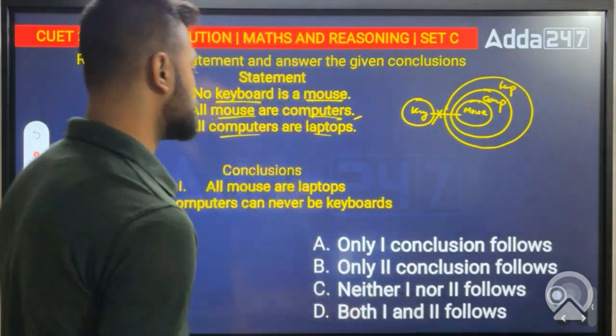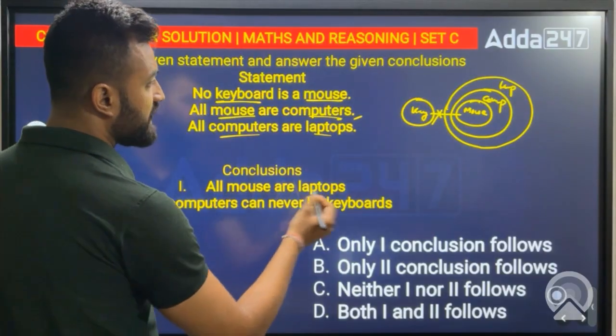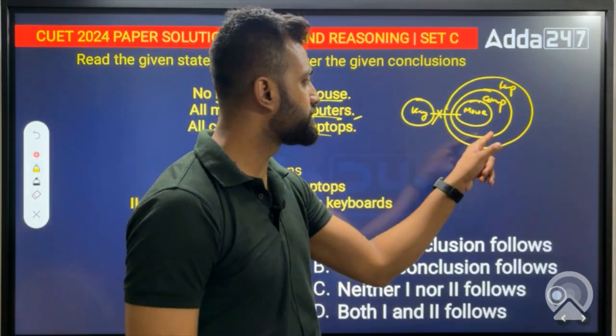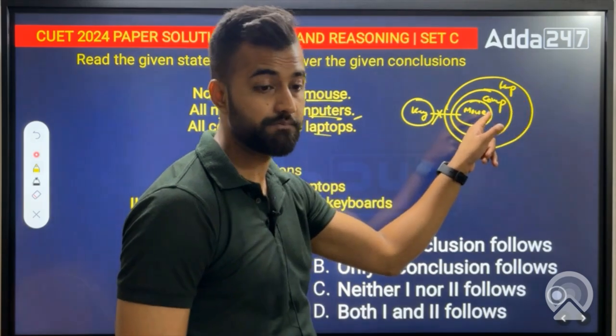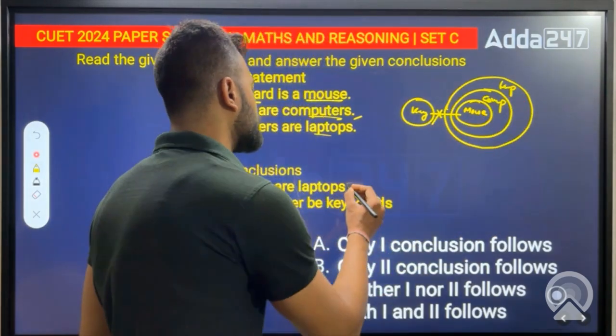Now let's see the conclusions. Conclusion: all mouse are laptop. See, all mouse are laptop, right? All mouse are sitting inside laptop. Yes, sir. Perfect. I can see, sir. Then this is absolutely correct.